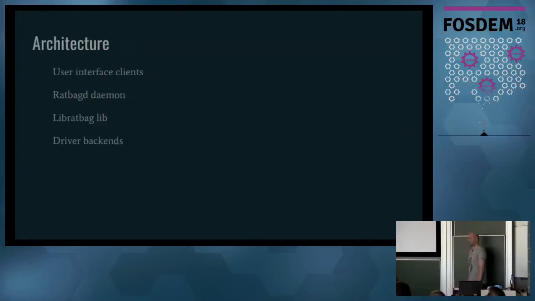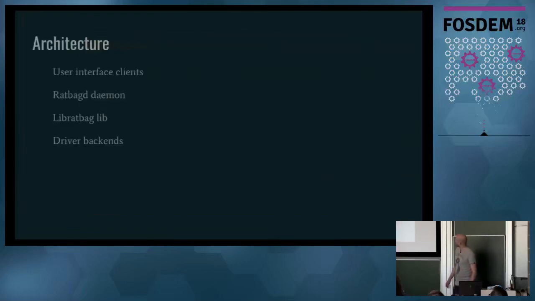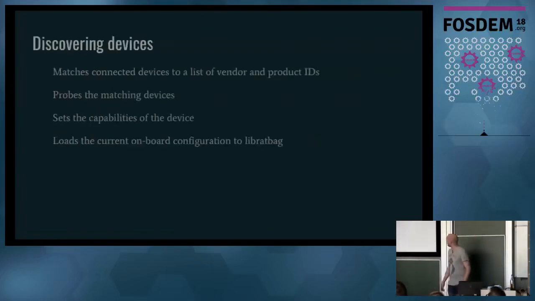So the basic architecture used in libratbag is that you have user interfaces that the user will use. It could be Piper, which is this one. The user interface talks to the ratbag daemon, which is running. You communicate with it over D-Bus. It uses libratbag for the overall functionality, and then for each mouse or brand of mice, you have different driver backends, and these are the ones we need to implement.